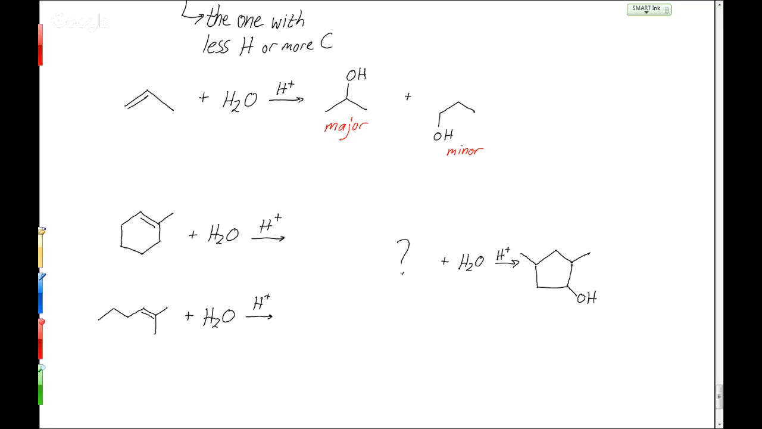All right, you got some products here. So for the first one, we use that same technique and we say, look at the double bond, look at both sides. Which one has the more carbons coming off of it? This one, right? So that's where our OH is gonna go.